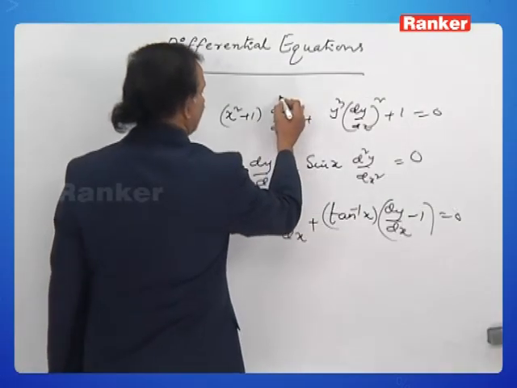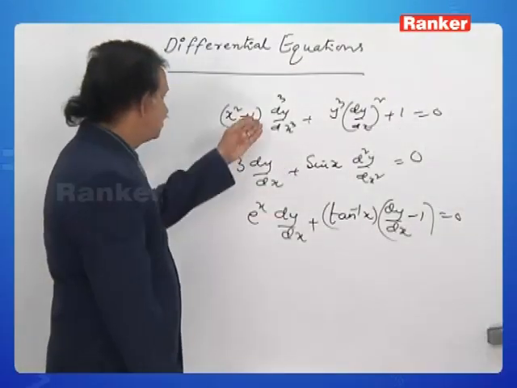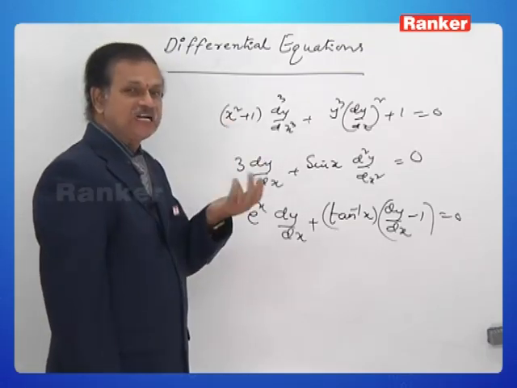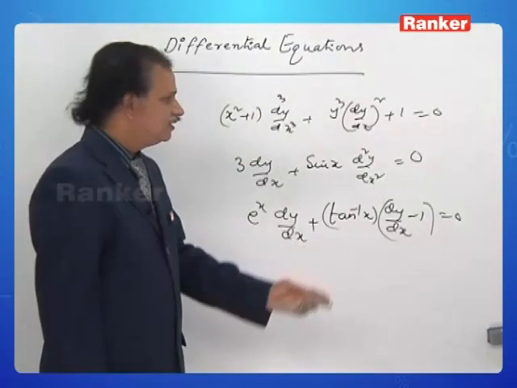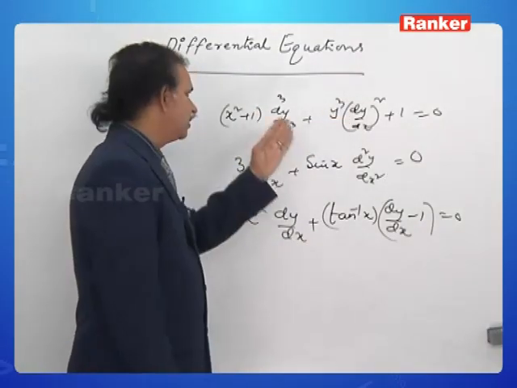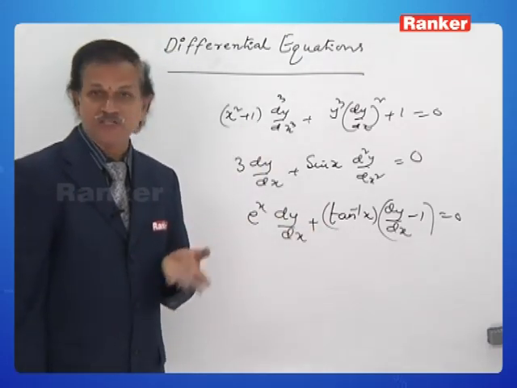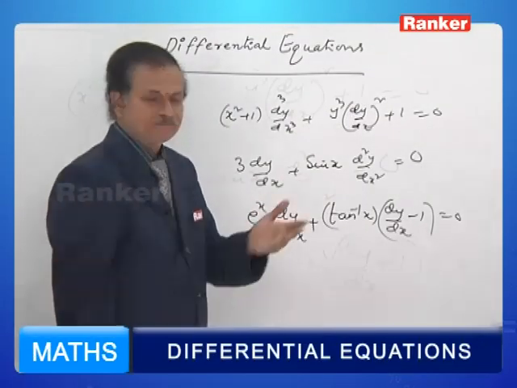Let me change this equation. d cube y by dx cube. Observe this equation. The largest order differential coefficient is of third order, isn't it? This is the first order derivative only, but this is a third order derivative. What is the largest order of the differential coefficient present there? 3. I think you're following me.